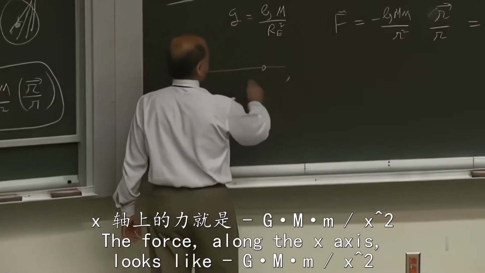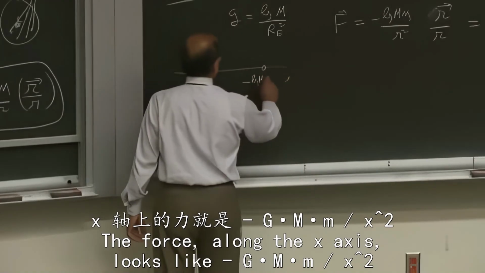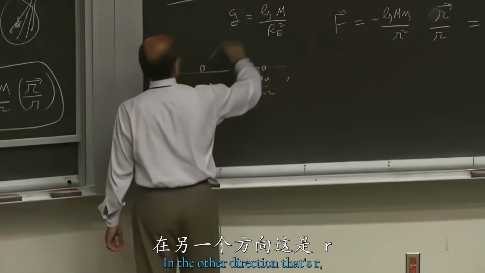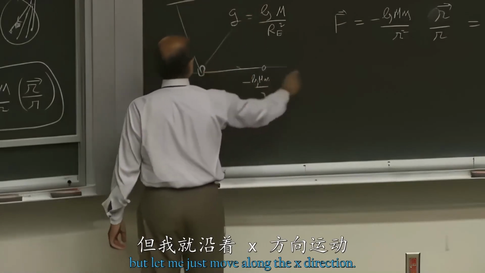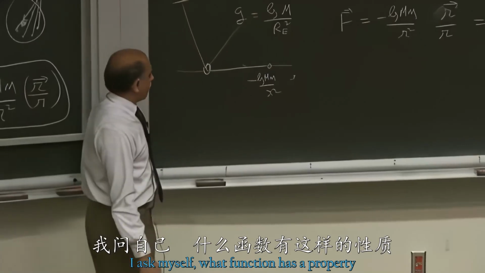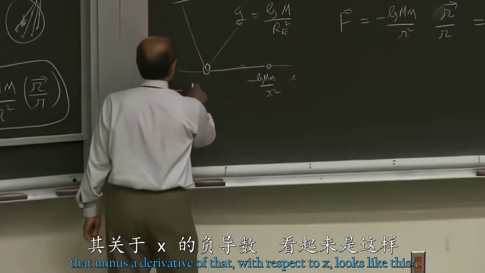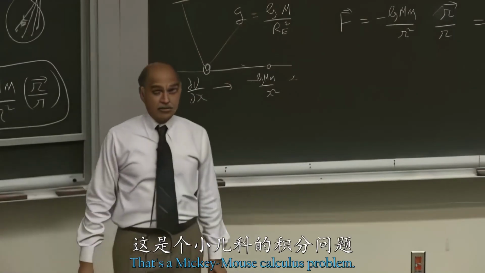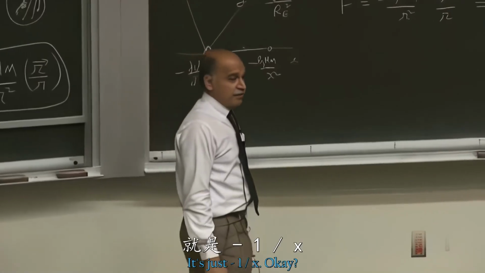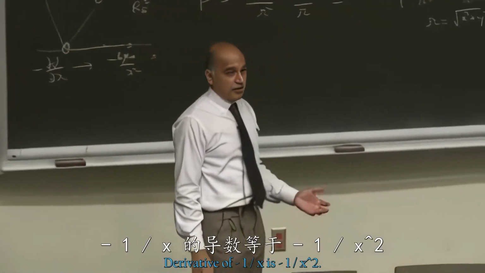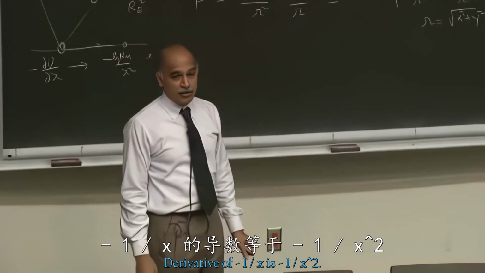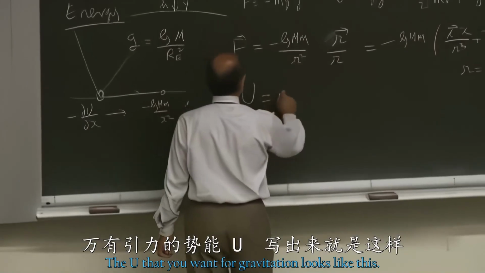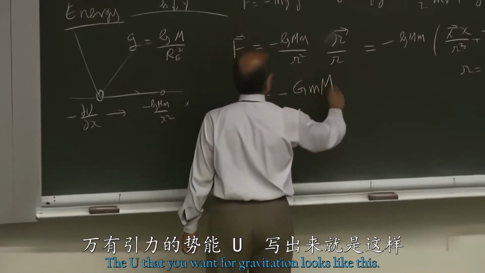The force along the x-axis looks like minus G m M over x squared, because x is just r if you're moving in this direction. In other directions, that's r, but let me just move along the x direction. I ask myself, what function has the property that minus the derivative of it with respect to x looks like this? That's a simple calculus problem. It's just minus 1 over x. The derivative of minus 1 over x is 1 over x squared. Therefore, with x being r, in general the U that you want for gravitation looks like this.